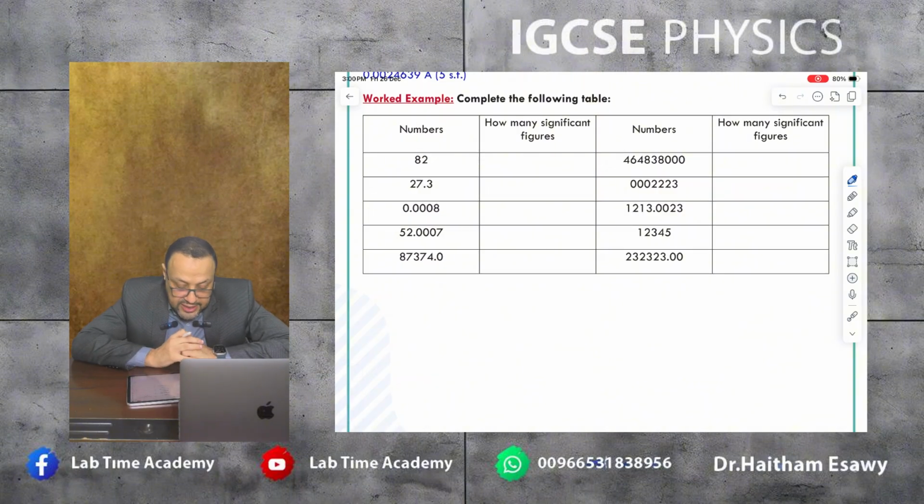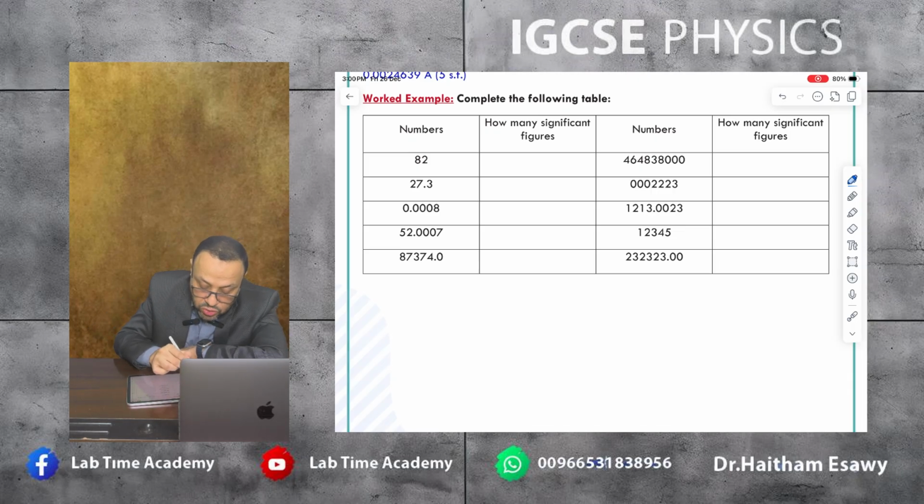Actually, here we have a worked example. Let's mention how many significant figures in each number. Actually, here we have 82. There is no 0, so all of them, you can count them. We have 2 SF. Okay, 27.3, 3 significant figures. 0.0008, zeros on the left. You cannot count them. We only have 1 significant figure.